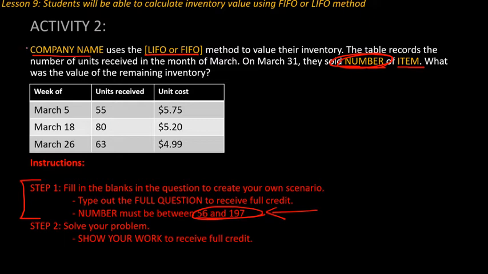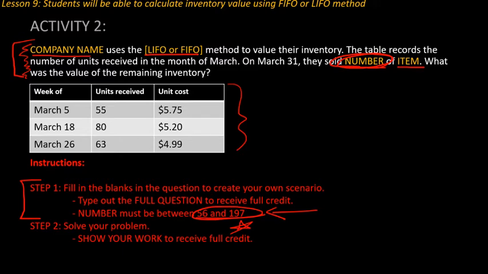So to complete this activity, fill in the information. Remember, keep that number between 56 and 197. And then write out the complete question. You don't have to write out this table. I just need you to write the text, okay? Then solve your problem and show your work, okay? And that's it. So you just have 2 activities this week for your asynchronous session.